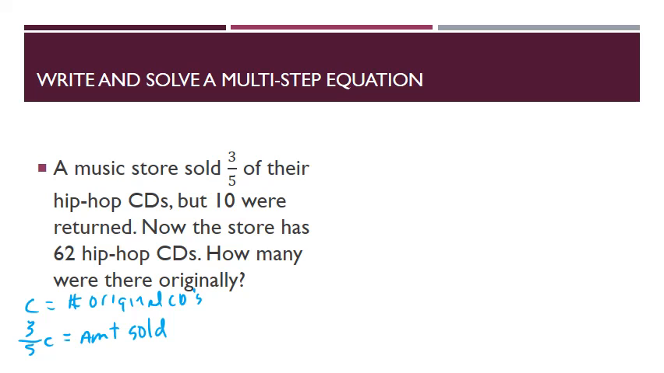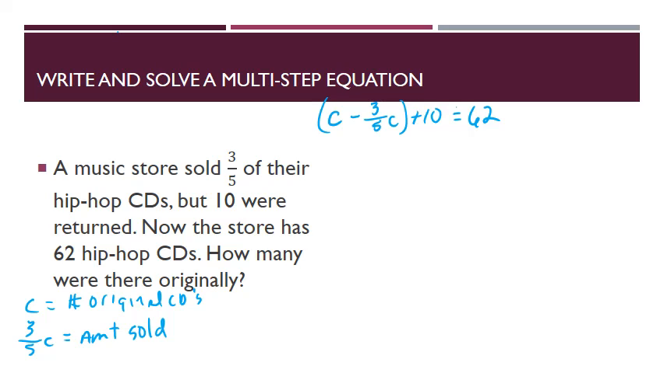So there's a couple of ways we could set this up. Let's do it like this. We got C, that's the total amount we had originally, minus what we sold, 3/5 C, and that equals the 62. Now I'm going to do it this way. But of that amount that was sold, we know that 10 of those have been returned, and we now have 62.